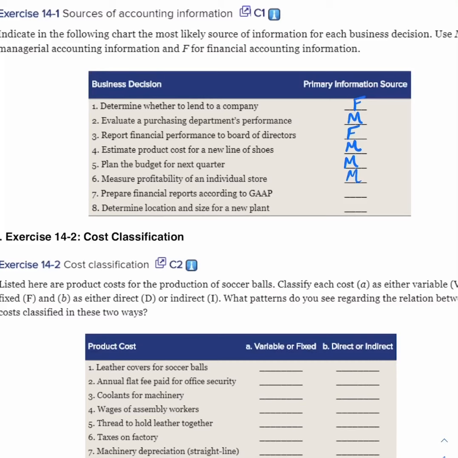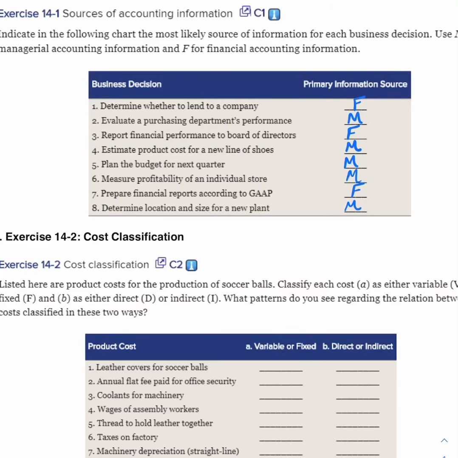Next, we see that we need to prepare financial reports according to GAAP. According to GAAP, that is financial. GAAP is who makes the rules for all of our financial accounting, but we get away from the GAAP rules here in managerial. Next, we want to determine the location and size for a new plant. That is managerial as well. So that brings us through to the end of that question. Hopefully that one makes some sense, and hopefully you're able to figure that one out.